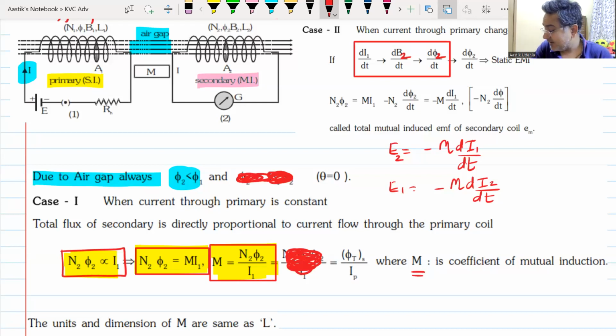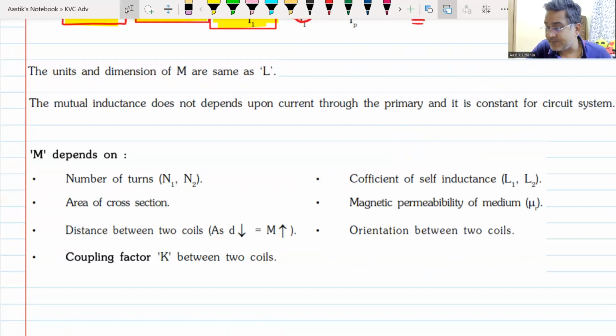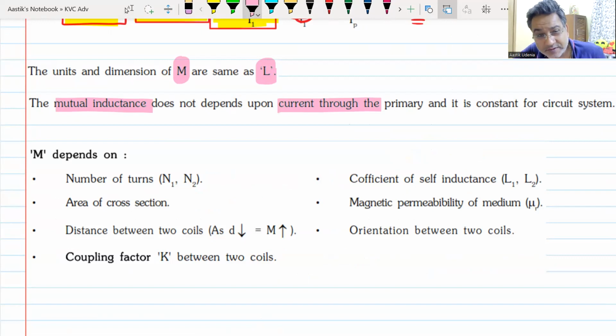Then we can move ahead and we can see the units and dimensions of M. The units and dimensions of M are going to be the same as that of L. Again, the mutual inductance or coefficient of mutual inductance does not depend on the current flowing through the primary. Do we understand this? Yes, sir. Then what does it depend on?